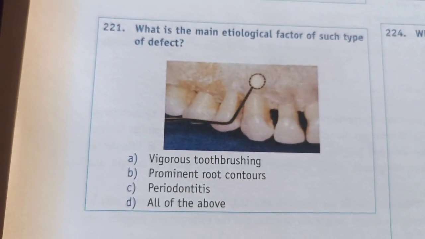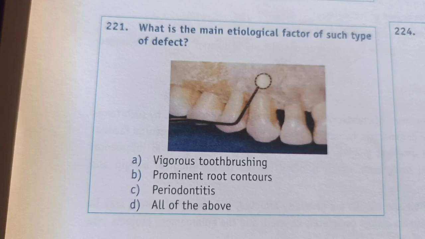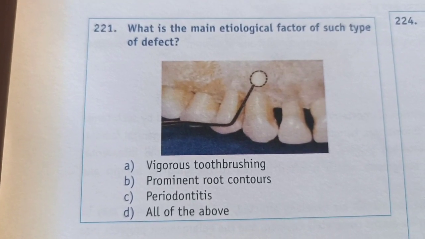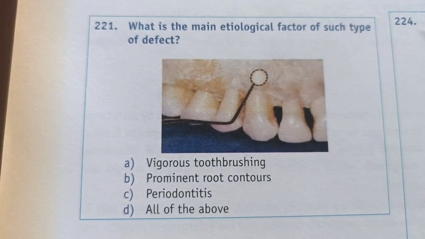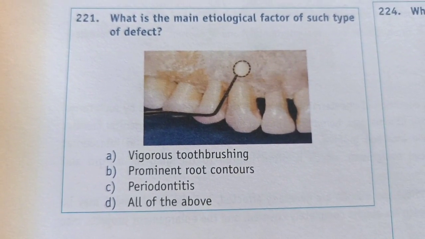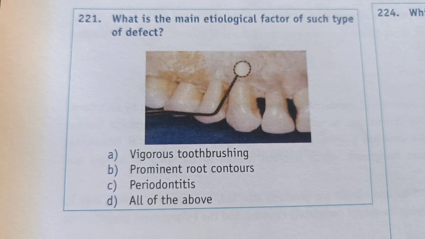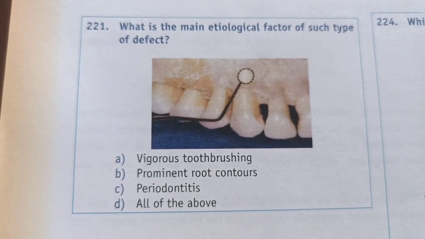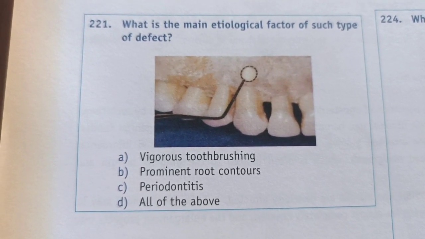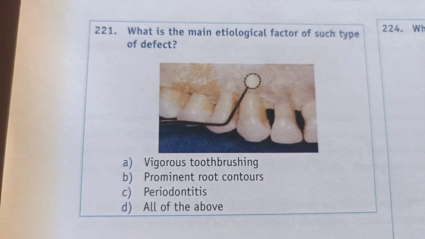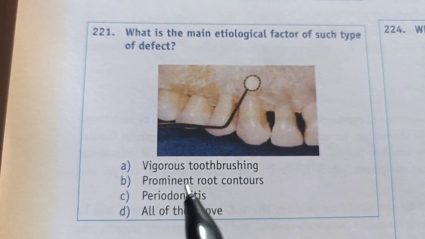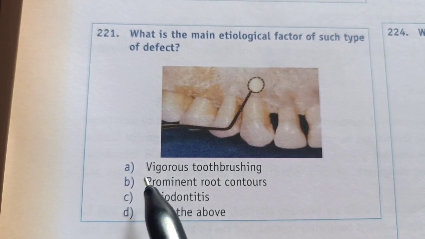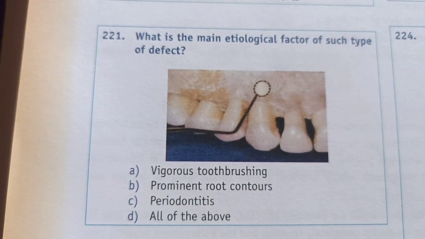Now coming to the next question, what is the main etiological factor of such type of defect? So you can see the defect clearly visible in this image. So let's see the options. Option A is vigorous tooth brushing, option B is prominent root contours, C periodontitis, and D all of the above. And the answer is prominent root contours. Option B is the right answer.